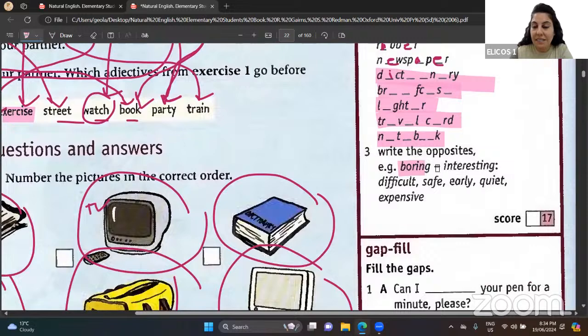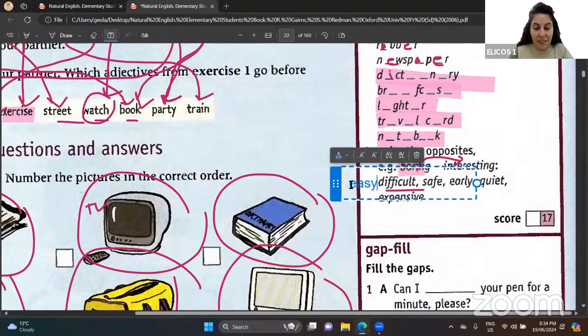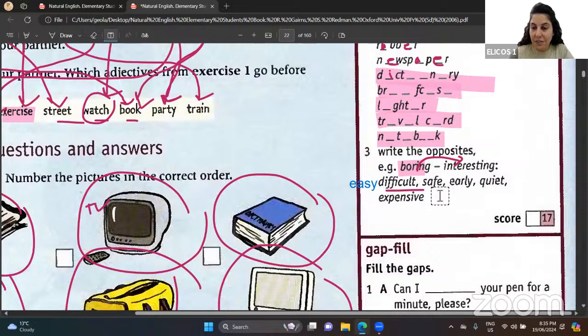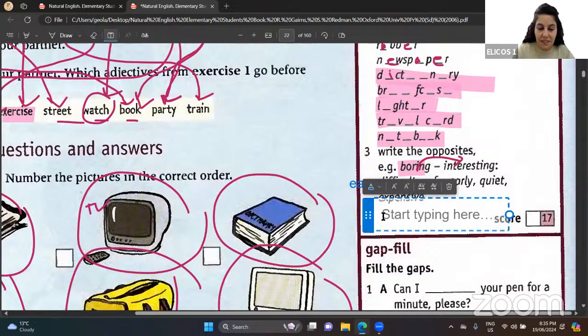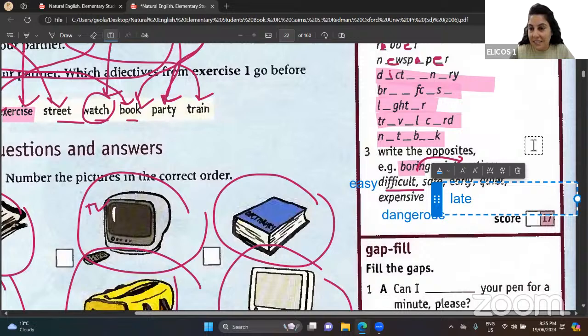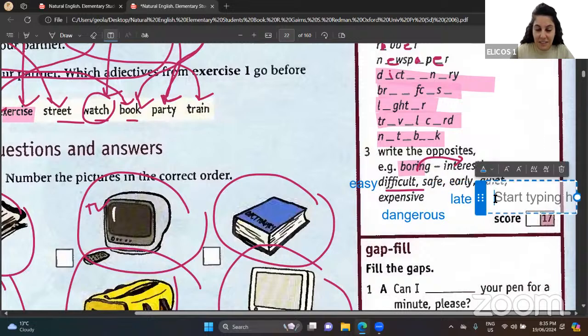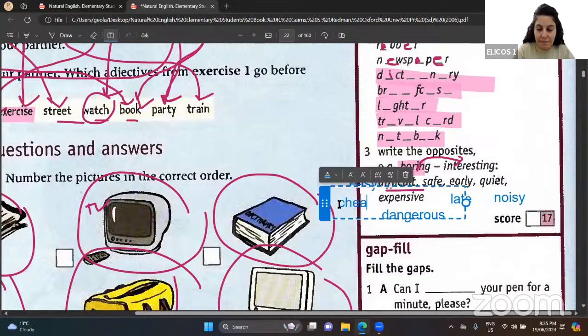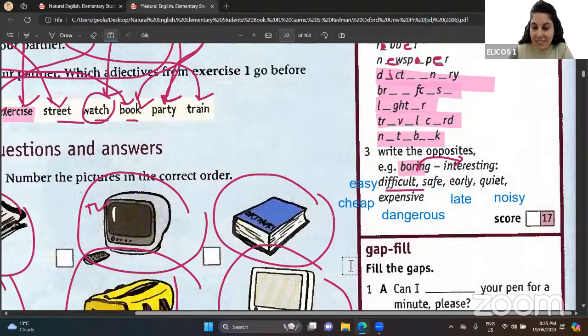Write the opposite. If something is boring, then it is interesting. If something is difficult, what's the opposite word? Easy. Yeah, good. Easy. If something is safe, just write it here. Dangerous. If something is early, late. Quiet, expensive, cheap. Good. So these were our adjectives.